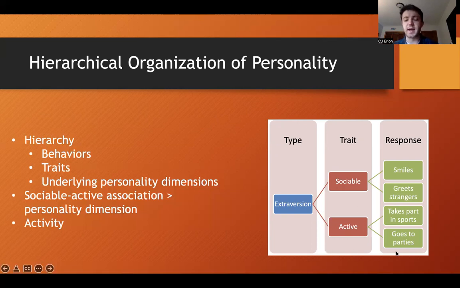Additionally, you can have the trait of being active, which is associated with things like taking part in sports or various activities, as well as going to parties. And then this high association that is found between being sociable and being active leads to that personality dimension or factor of extroversion. And make sure to maybe even pause the video now and answer that activity question that has to do with this. You'll just do the same thing that you see here, but with conscientiousness.